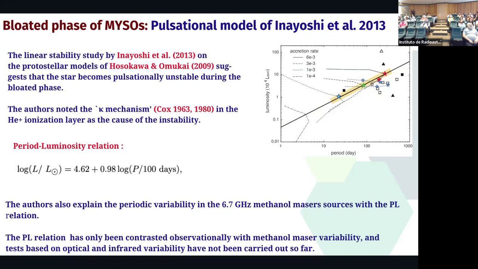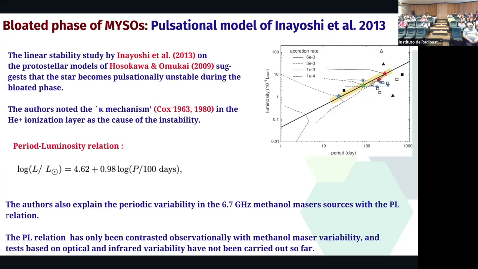But the interesting point is that the boxes in this figure represent the sources which are not associated with any ultra-compact HII region or any radio continuum emission, while the triangle sources are associated with an ultra-compact HII region, or they have a significant amount of centimeter emission associated with them. So the PL relation well explains the sources which are not associated with centimeter emission, so they could be bloated star candidates. The PL relation has only been contrasted observationally with methanol maser variability, and tests based on optical and infrared variability have not been carried out so far. In the past, some objects have been classified as bloated star candidates, but none of them has been tested for the theoretically predicted variability.